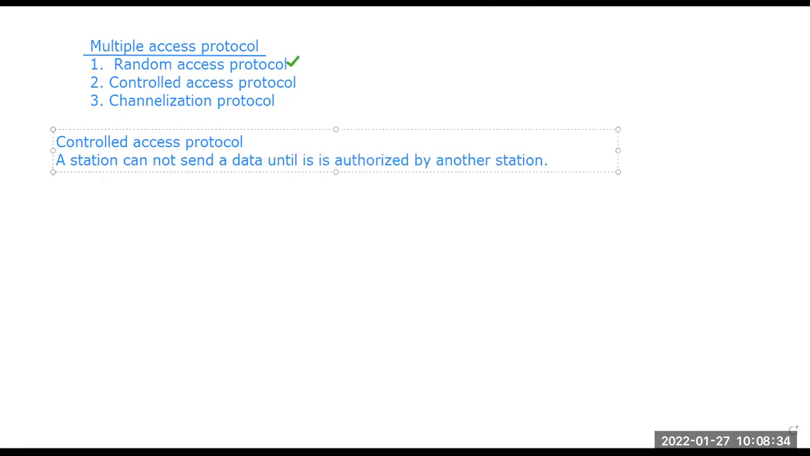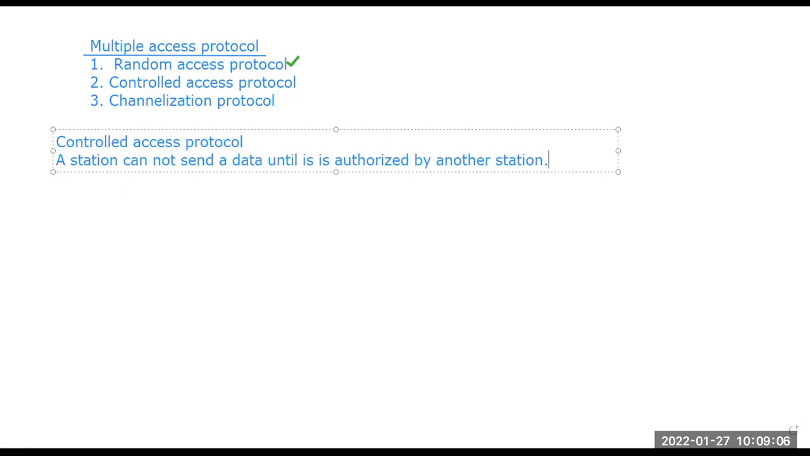So here, wherever there are several stations present, a station cannot send data unless it is authorized by other stations. The important thing is that the station needs to be authorized by another station to send particular data. Until the station is authorized, it cannot send any type of data. This is the generic idea of a controlled access protocol, where we are controlling the whole scenario.